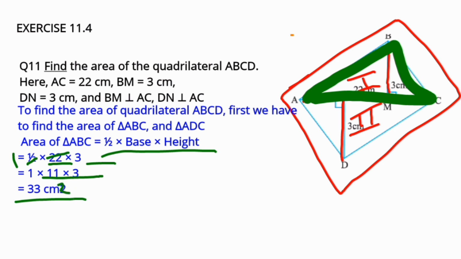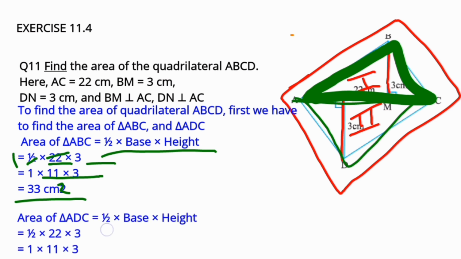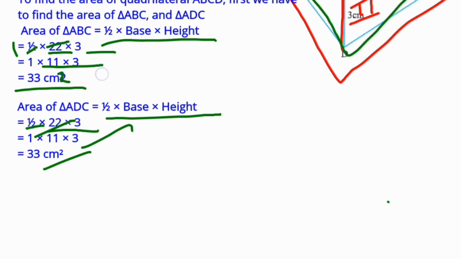In the same manner, we'll find out the area of triangle ADC. We'll do half into base into height. Base is 22, height is 3. It will cancel by 2, 11 times. So 2 11s are 22. 11 into 3, 33 centimeter square.